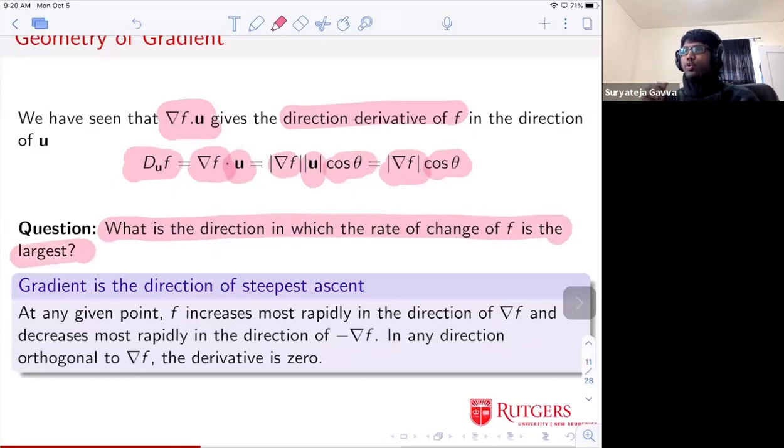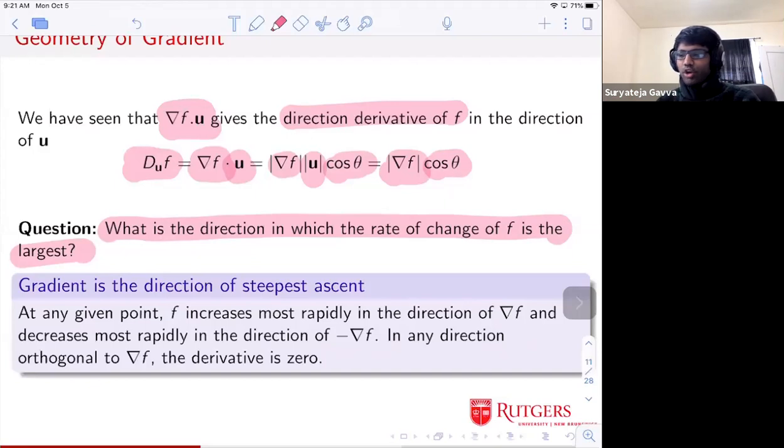So imagine that you are at a point and you are moving in different directions. I'm just taking u to be magnitude 1. Typically when you write du, you write it for u of magnitude 1. You only care about the direction. You want to talk about the derivative along some direction instead of the vector.